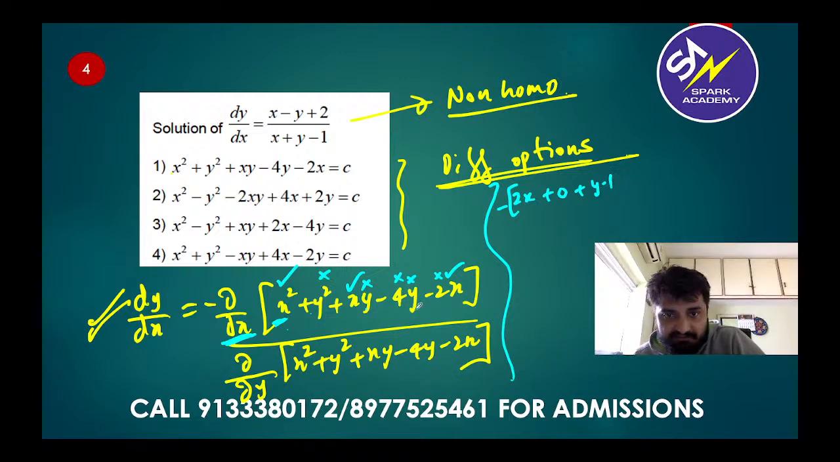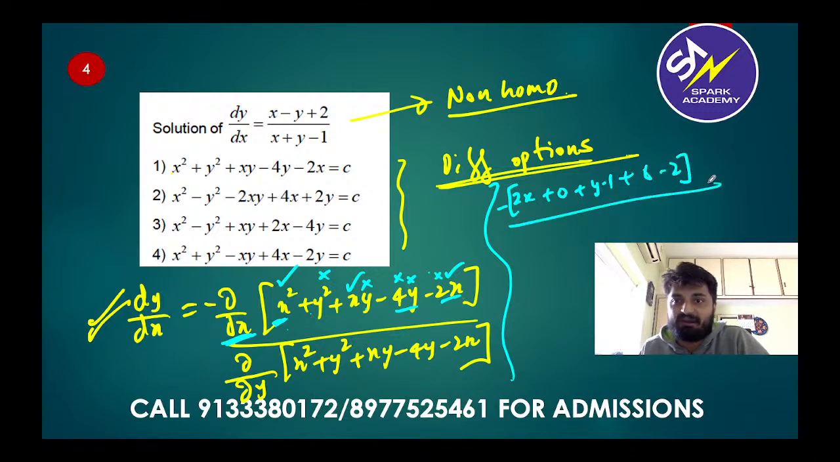And what else is there? Both are crosses, so again 0. Minus 2 is a constant. Derivative of x is again 1. Whole divided by, again, you are differentiating with y. So for x it's a cross, y it's a tick, x is a cross, y is a tick, y is a tick again, x is a cross. So derivative of y square is nothing but 2y.